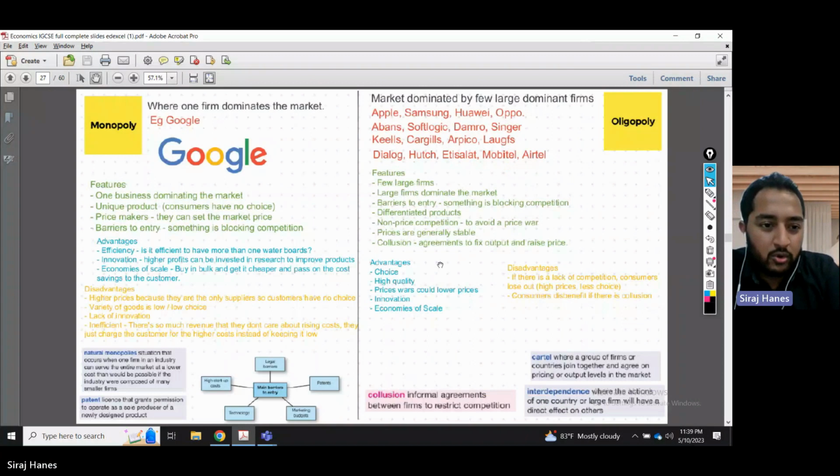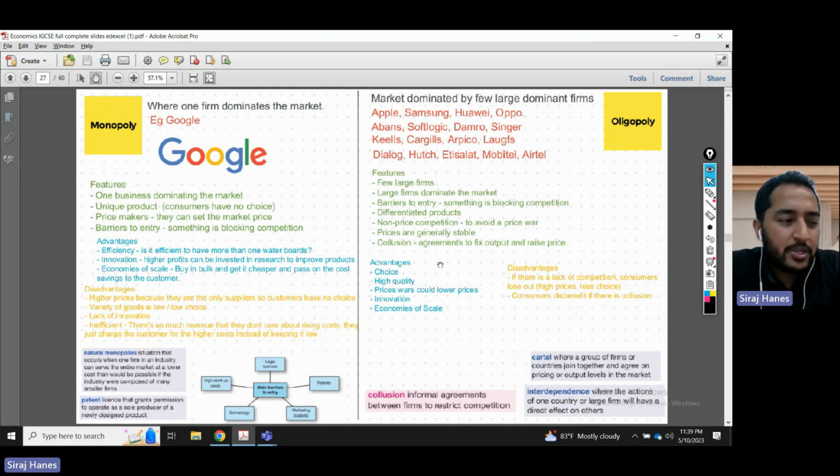Now, we're moving on to monopolies and oligopolies. We're going to do both these chapters in one go. Now, you see the big word Google there. Google is a monopoly. A monopoly is one firm that dominates a market. Features of a monopoly means that there is one firm dominating the market. They sell a unique product. Consumers generally have no choice. They're the price makers. They set the market price. There's a lot of barriers to entry. You think you can go and compete with Google or Coke? No chance. Google owns over 90% of the market share for search engines. How on earth are you going to compete with them? You can't. These are features.